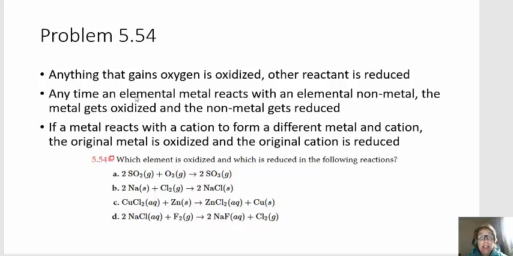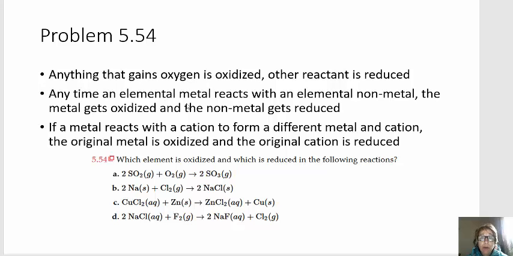our criteria here. Anything that gains oxygen is oxidized and the other reactant is reduced. So if we look at 5.54a, we see sulfur dioxide reacting with oxygen to form sulfur trioxide. So sulfur gains an oxygen atom, that means it is oxidized, and the other reactant is reduced. Now that's not clear from any charges because just a covalent compound is formed. So this rule is really helpful when we're dealing with covalent compounds reacting with oxygen.